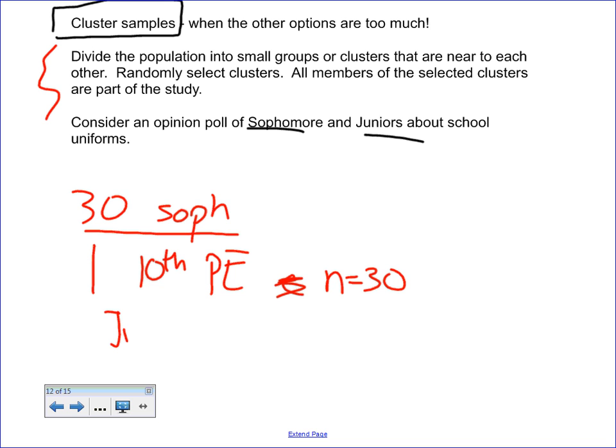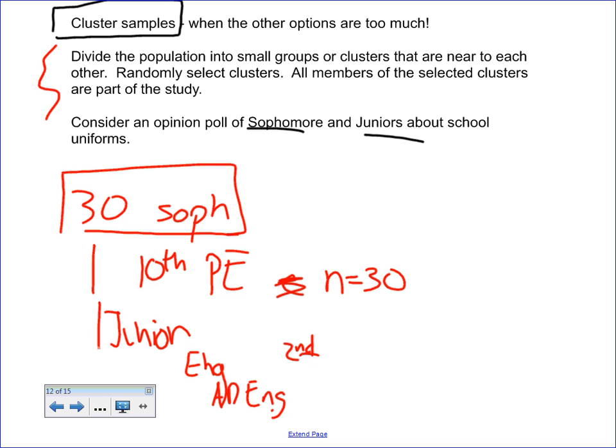Now, we can't do that with the juniors because they don't take PE. So we're going to talk about selecting, say, an English class at random. The problem is that not all 11th grade English classes are the same. There might be an English 11 class for everybody who failed it and is taking it a second time and needs to pass their writing. There's also an AP English class. And those two classes are not the same. So we could do a cluster survey of the sophomores, but we would have a lot of trouble doing a cluster of the juniors. Once again, we're going to play with this more in class.